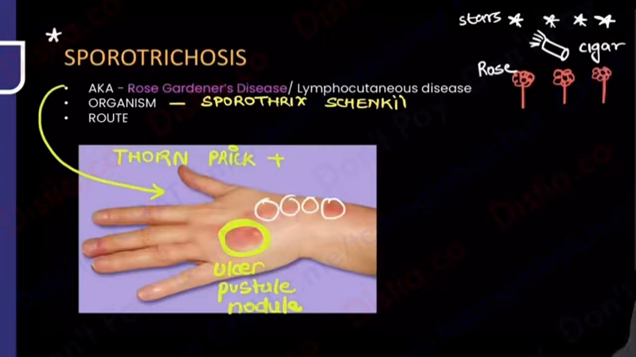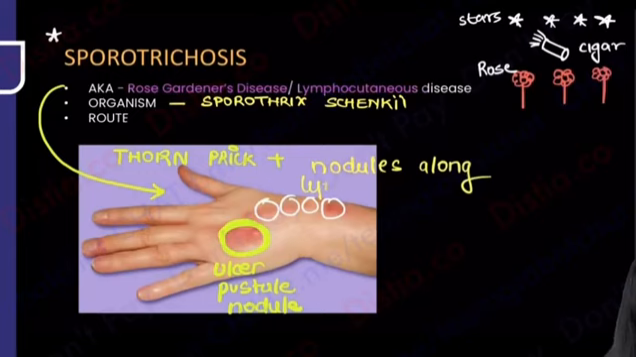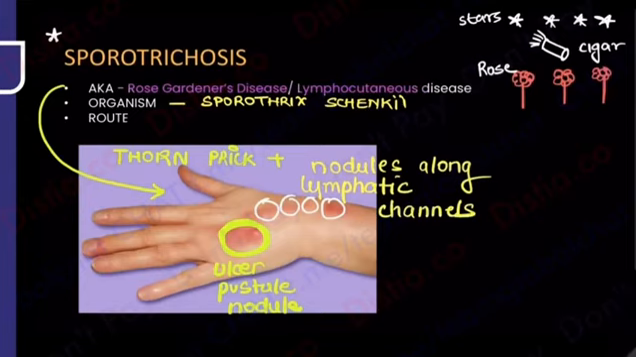Why are they going in a line? Because look at the other name: it is a lymphocutaneous disease. So remember, you will see nodules along the lymphatic channels, and that is one of the most important histories that they give you in the exam. They will tell you there is a nodule at the site of the rose thorn prick, and along the lymphatic channels there are multiple lesions.